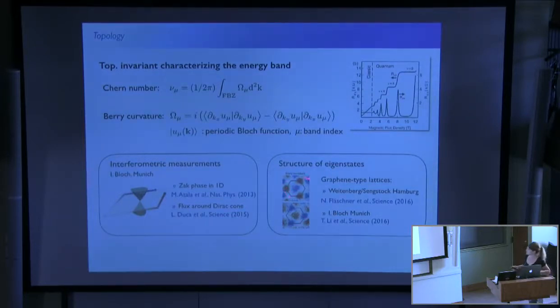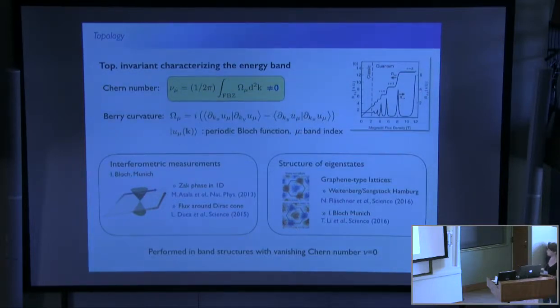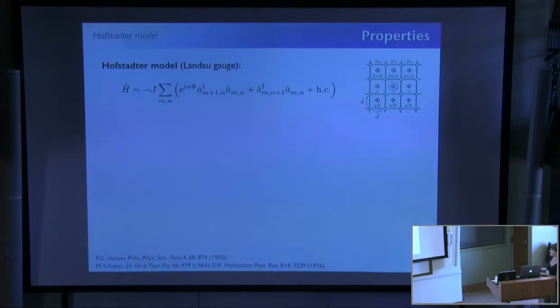But here you can see that in cold atom experiments, you can actually map out the full Berry curvature in the Brillouin zone. So all these experiments were done in cases where the Chern number of the band was trivial, and we now wanted to study a case where this is actually non-trivial and is larger than 0. Just a reminder about the Hofstadter model that we have realized.